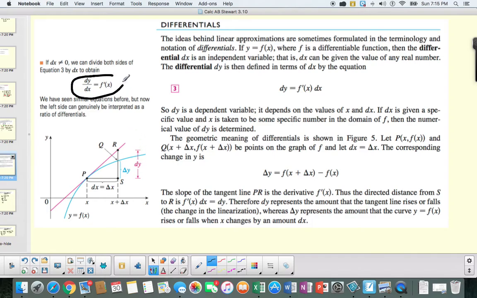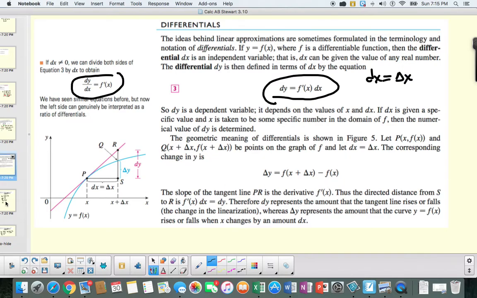If you think about dy/dx equal f prime of x, and you think of these as separate entities, you can multiply dx on both sides, and this is what we're getting. So the differential dy is defined to be the instantaneous rate of change at a particular point times the differential of x. And the differential of x is the same as delta x.